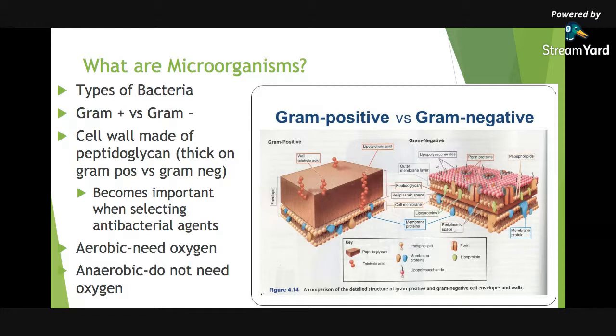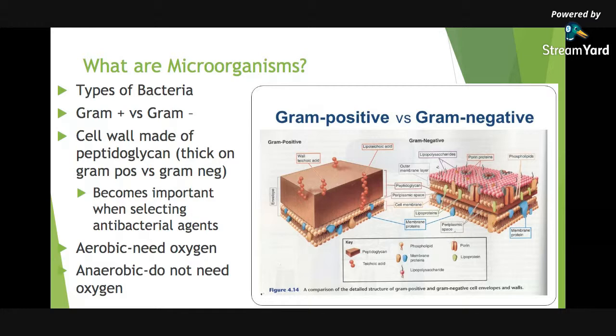When a bacteria is gram-positive or gram-negative, that has a lot to do with how you're going to actually control these organisms, say if they're pathogenic and you have to use some type of control measure. They have a cell wall made of peptidoglycan, which is thick on gram-positive and very thin on gram-negative. And like I said, this becomes very important when selecting an antibacterial agent.